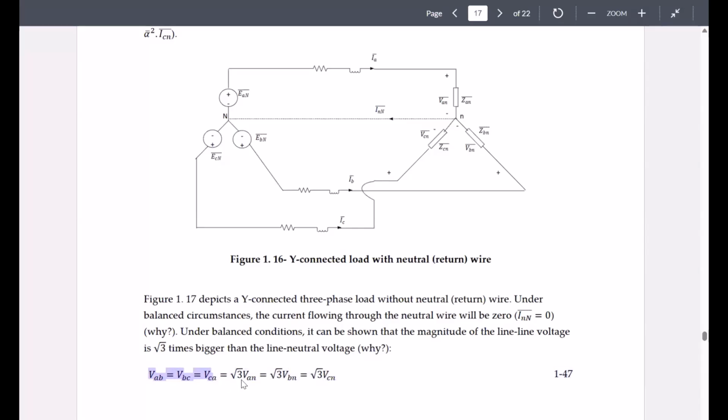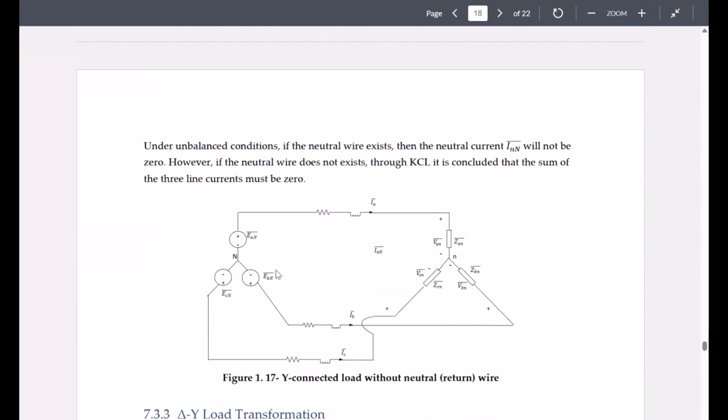And when you want to compare them with the line to neutral or phase to neutral voltages, that would be square root of 3 times that. Square root of 3 times VAN, VBN, VCN.